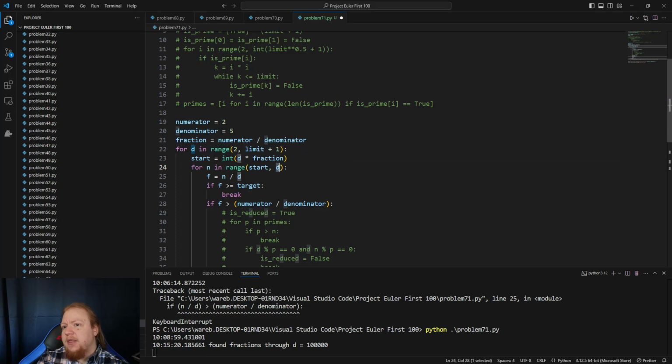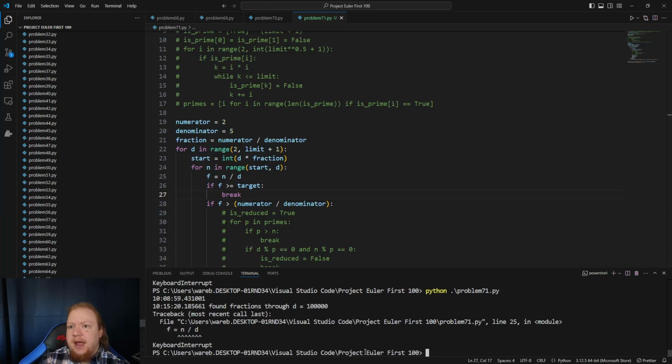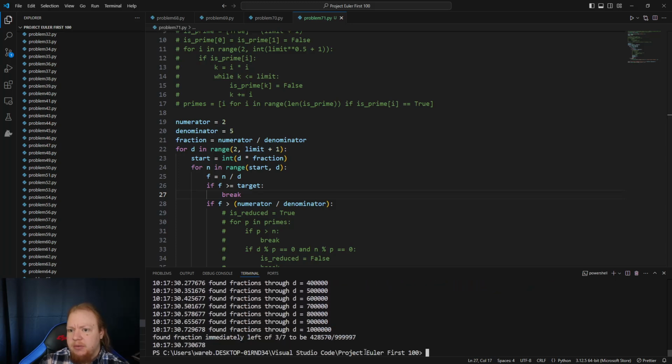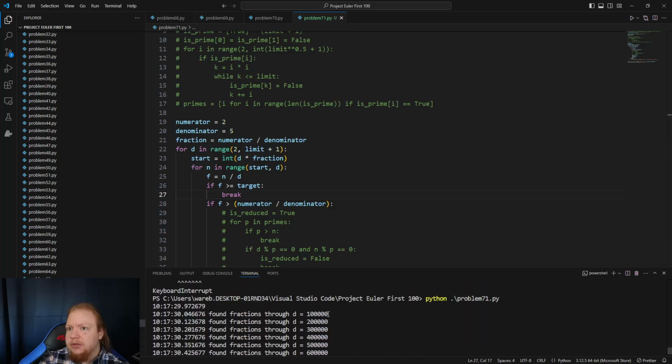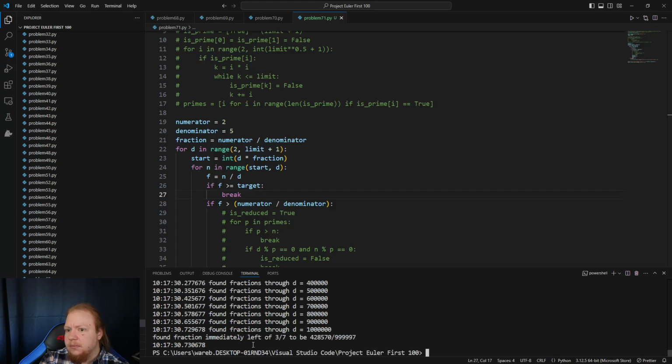And then I think, well, this could be n divided by 2, but frankly, this is going to catch that and fix it anyway. So let's stop that and see if we can get through the first 100,000 much faster. That worked. Okay, so it found the fraction immediately to the left of 3 over 7 to be this over this.